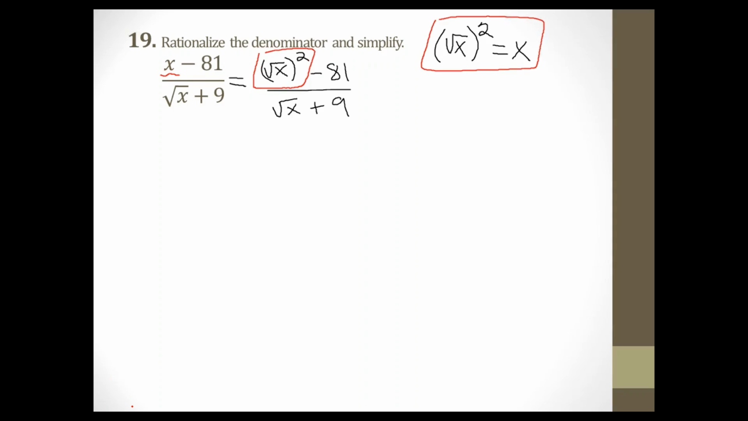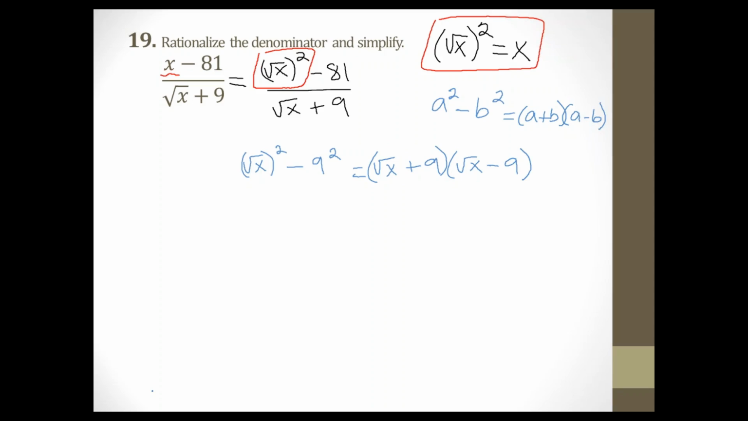So now what we have is the difference of two squares. So let's remember what that is on the side. A squared minus b squared equals a plus b times a minus b. So if I do that up here, that's the square root of x squared minus 9 squared. I can use my factor pattern and say that's the square root of x plus 9 times the square root of x minus 9. And then I'm just going to rewrite my original denominator, which was the square root of x plus 9.